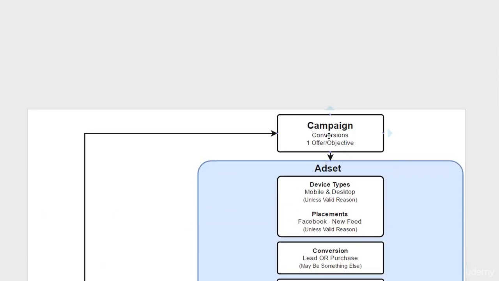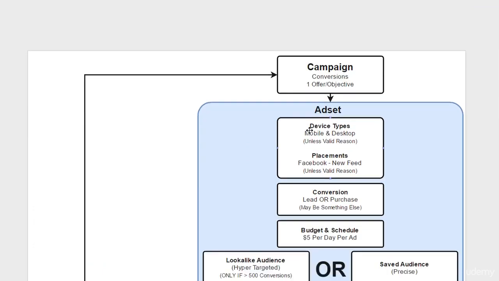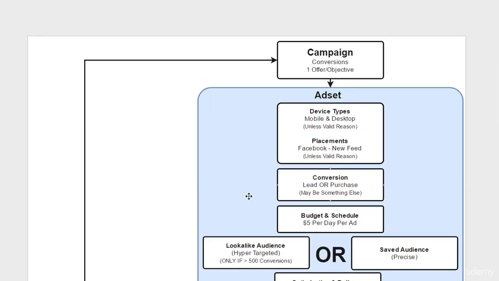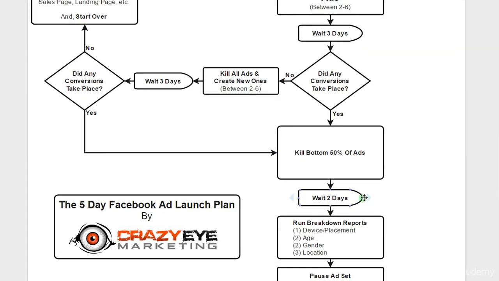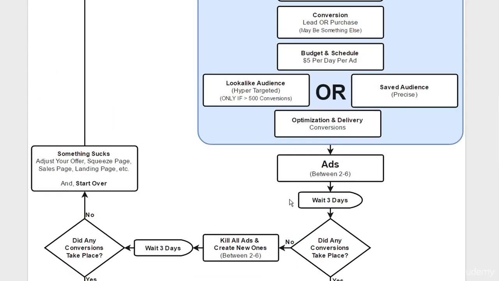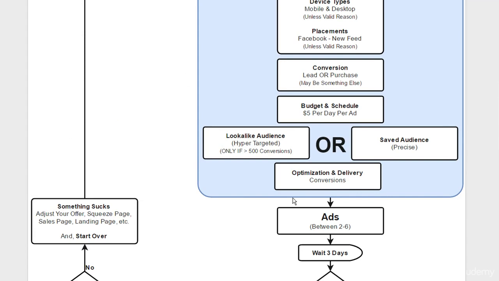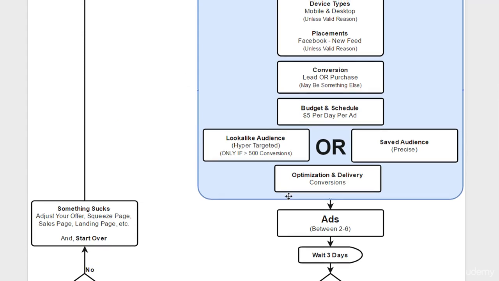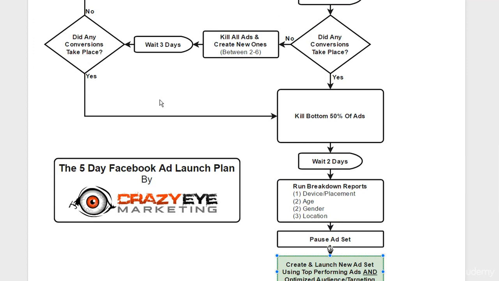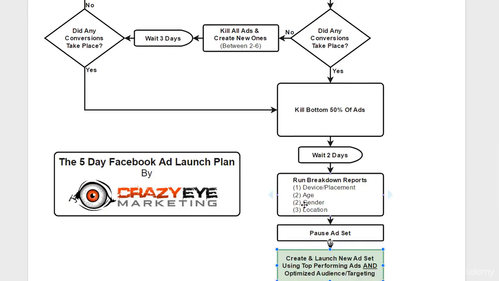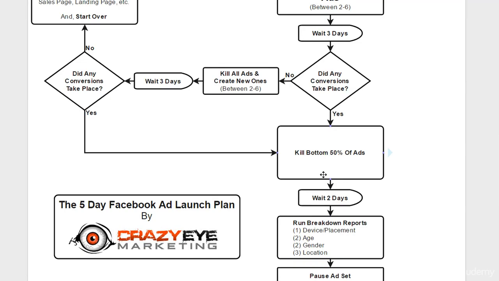And as you come up with new offers and new objectives, you just go through this process again and again and again. And when you hit home runs and you find good ads, good audiences, good placements and targeting, you scale those up, which we'll talk about in follow-on videos. So that is the overview of the 5-day Facebook ad launch plan. Again, we're going to go into more detail on some of these specifics, but that's the big 30,000 foot view plan of how you're going to go about launching your ads.